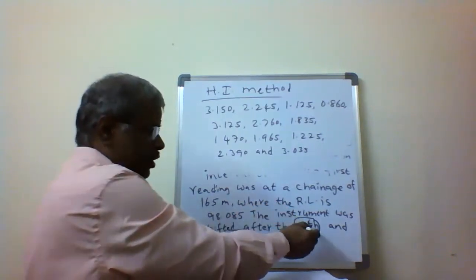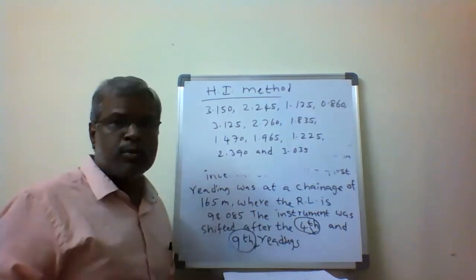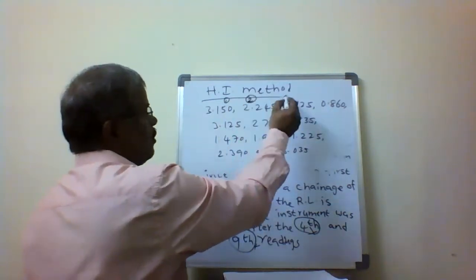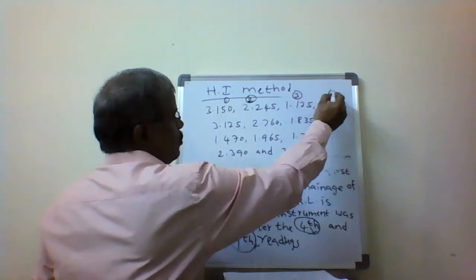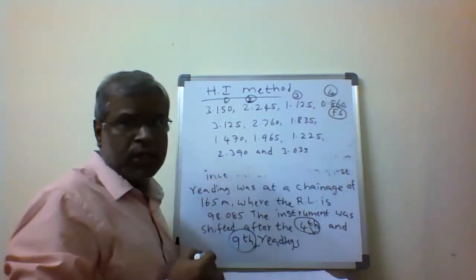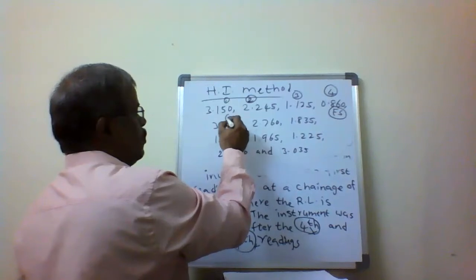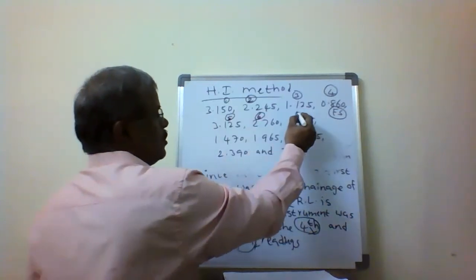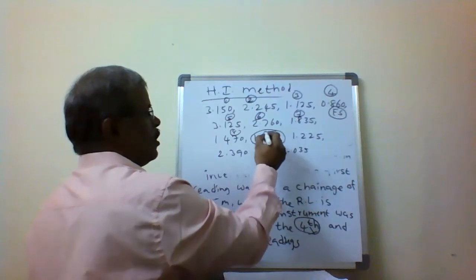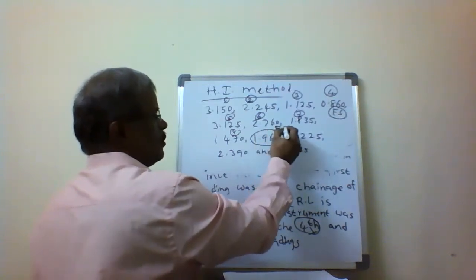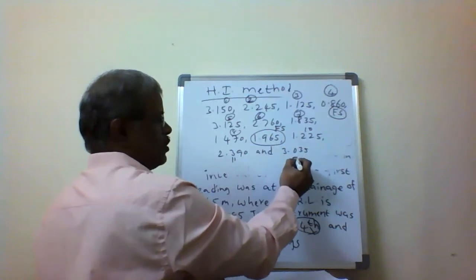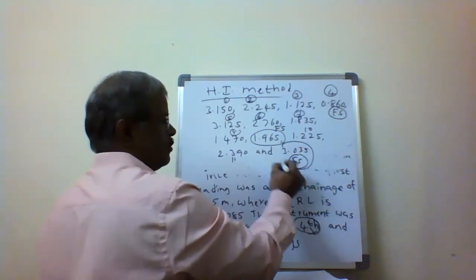In the problem it is given that at the fourth and ninth reading, the instrument was shifted. So this is the first reading, second, third reading. This is the fourth reading, so this is going to come under the foresight. Then the fifth reading, sixth reading, seventh reading, eighth reading, and this is the ninth reading, which comes under the foresight. Then 10, 11, and the last reading always comes under the foresight.